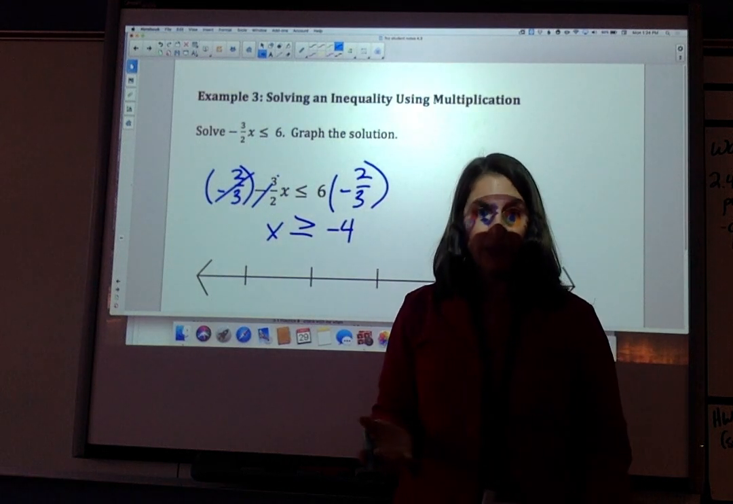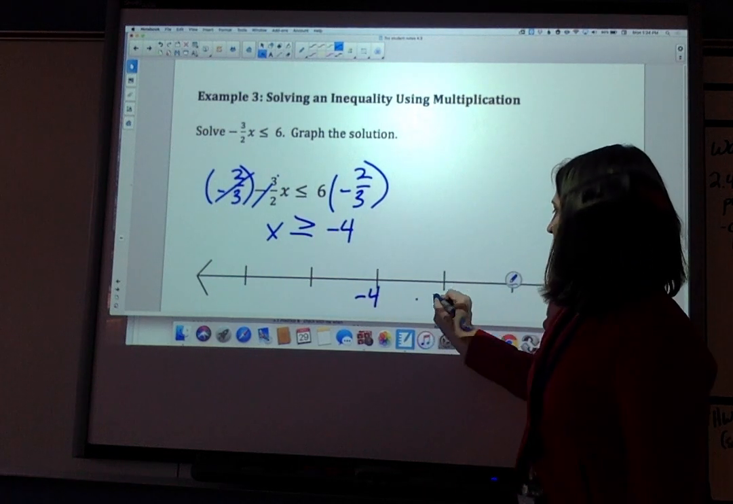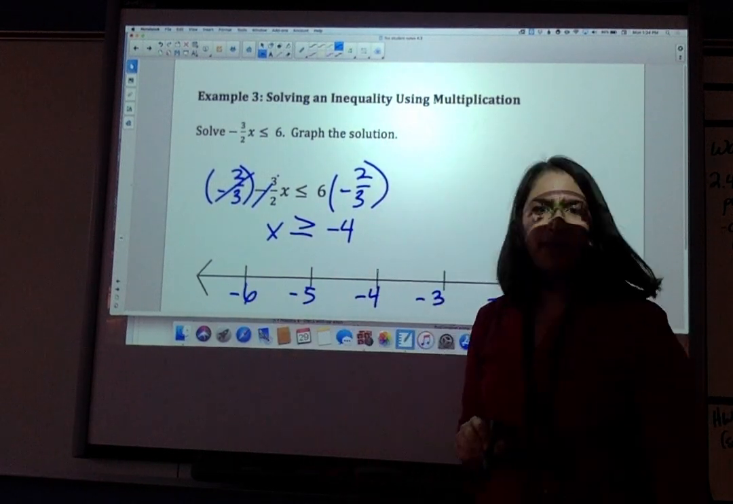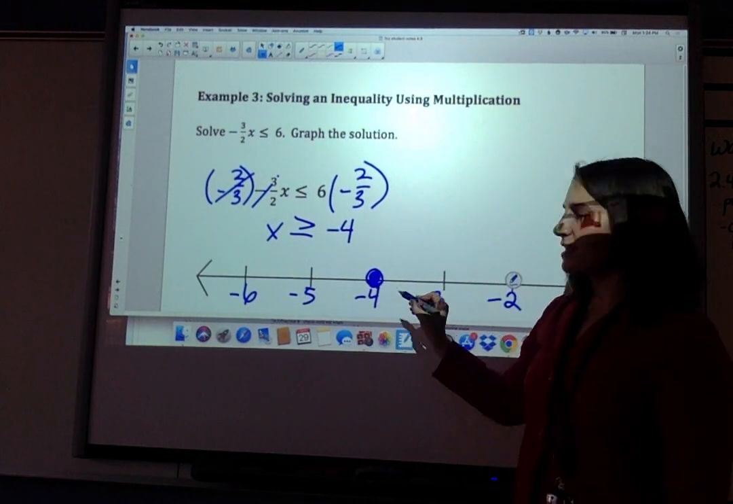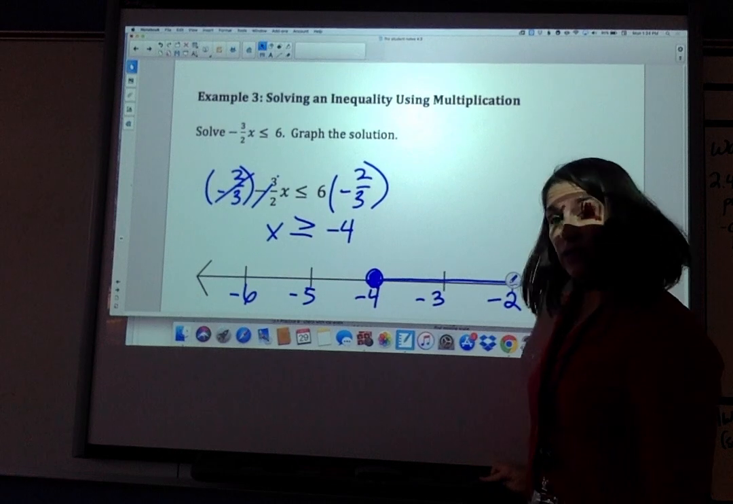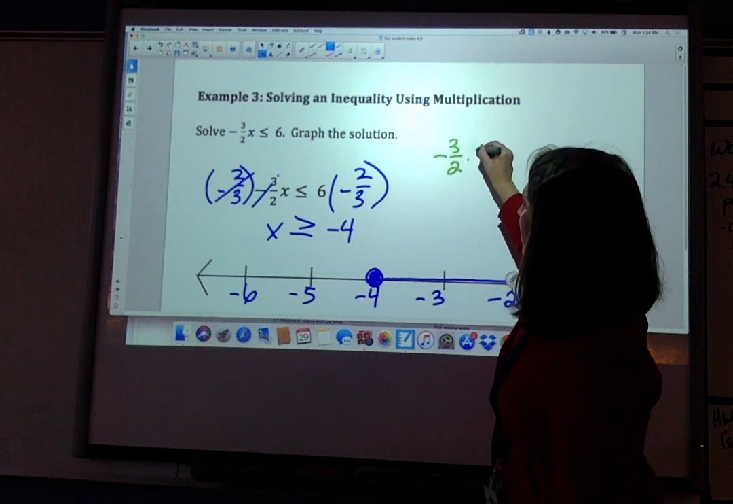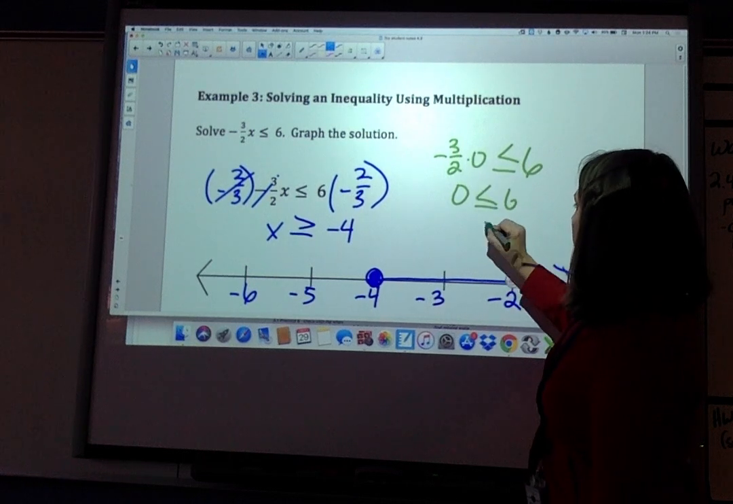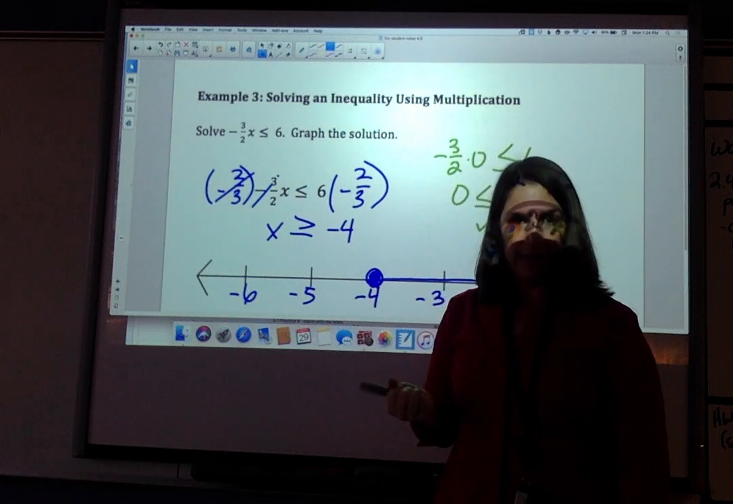We're going to check a solution to make sure that this is true. So we'll put negative 4 somewhere on our number line. Negative 5, negative 6. All right, and then in this case, negative 4 is a solution, so that's a closed circle, and x is anything greater than that. So in this case, 0 is a solution, so I'm going to use 0 to check our answer. So I'm going to have negative 3/2 times 0 is less than or equal to 6. We have 0 is less than or equal to 6, which is true. So we have shaded the correct direction, but we had to reverse that inequality symbol.